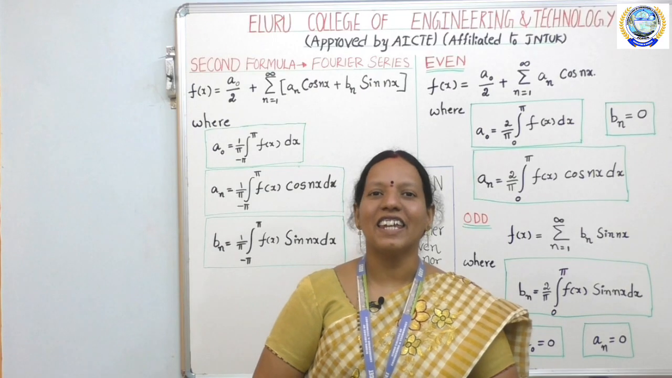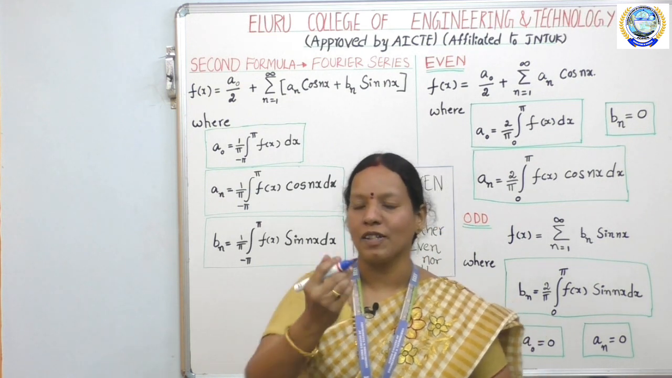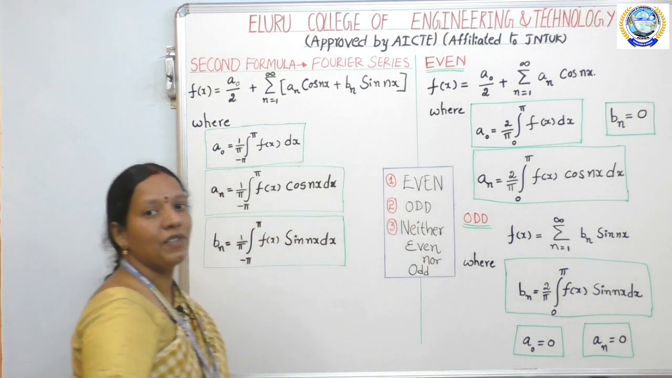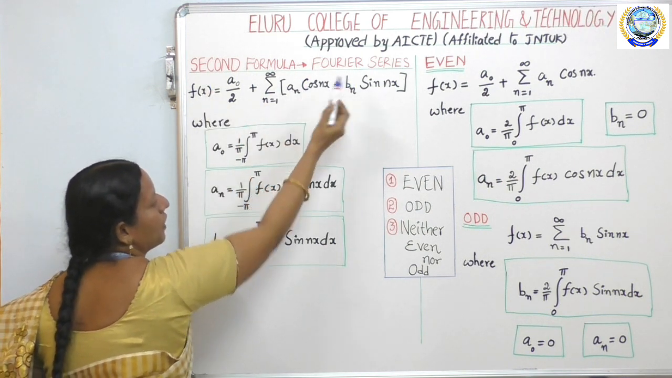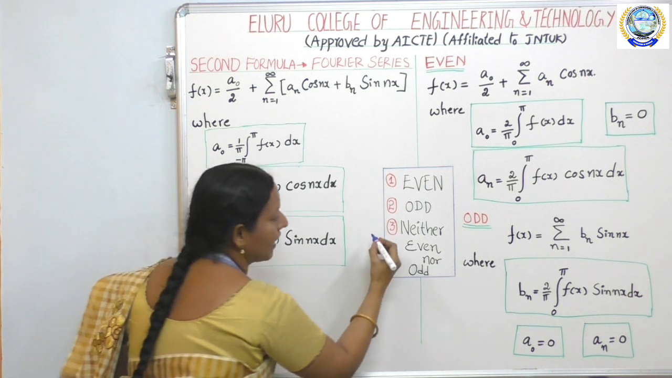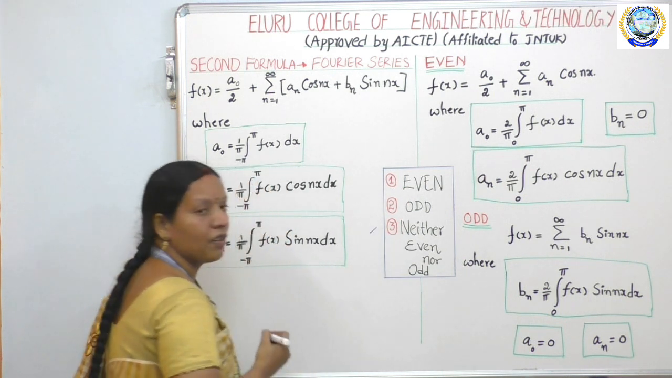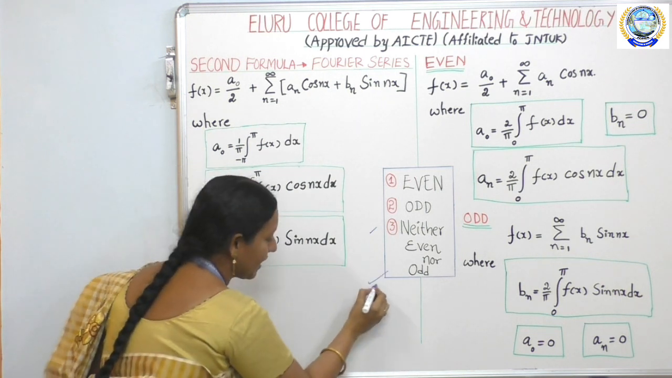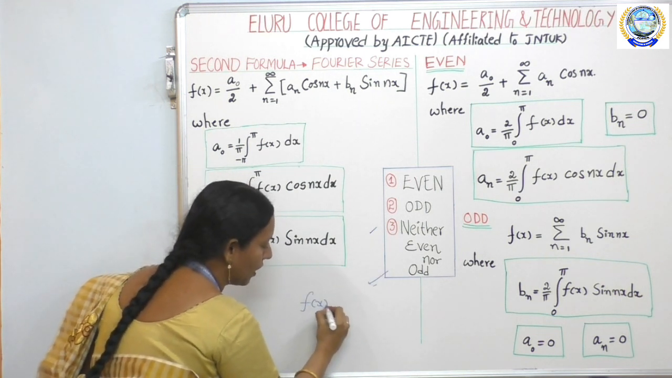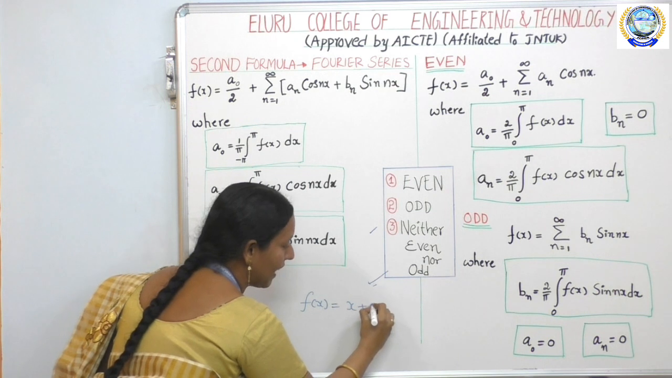Hello students, in this video lecture, we will solve some problems. In the previous video lecture, we solved some problems on the second formula for Fourier series, which satisfies the condition neither even nor odd. Did you remember that problem? Yes, it is f of x equals x plus x square.